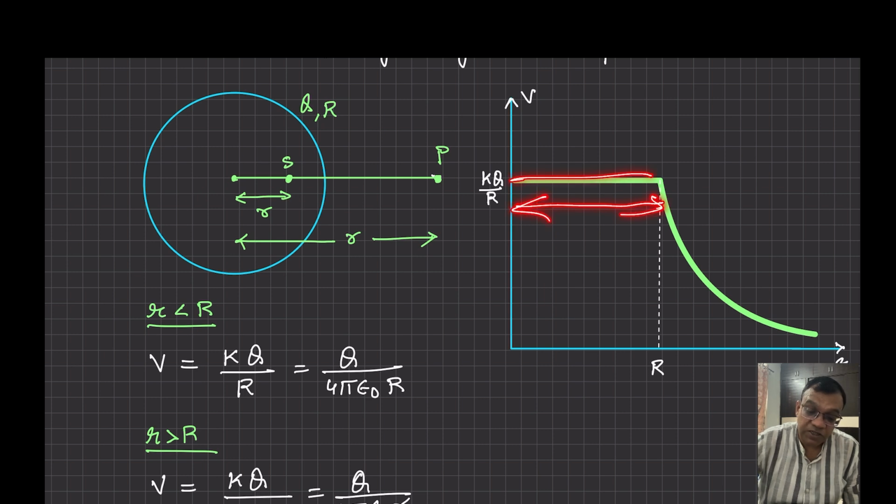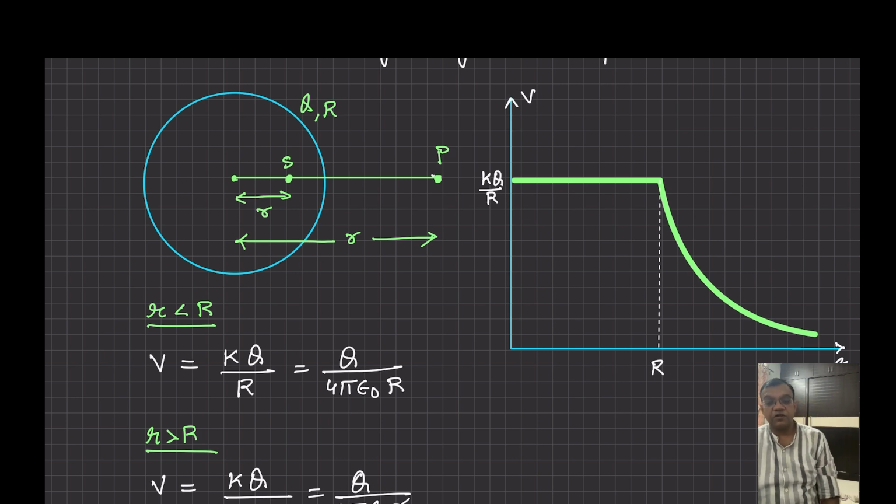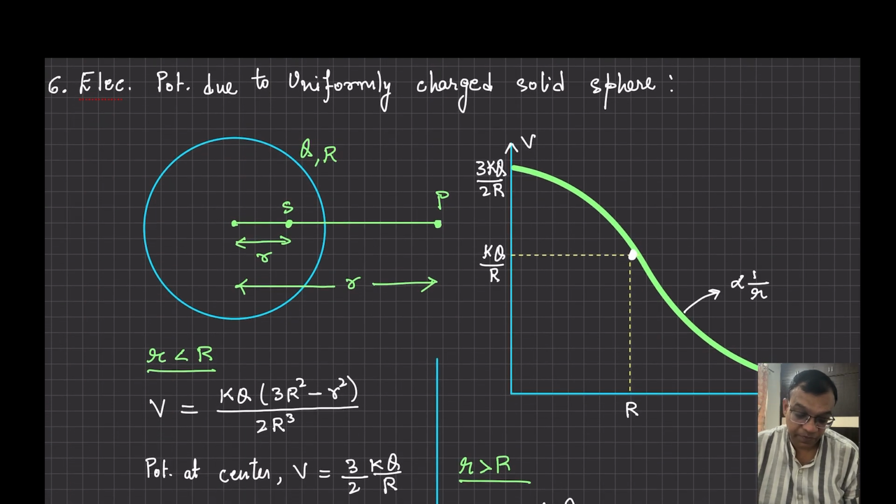And here, if you see, is the graph. For small r less than capital R, it is constant, and then it has the inverse relation.